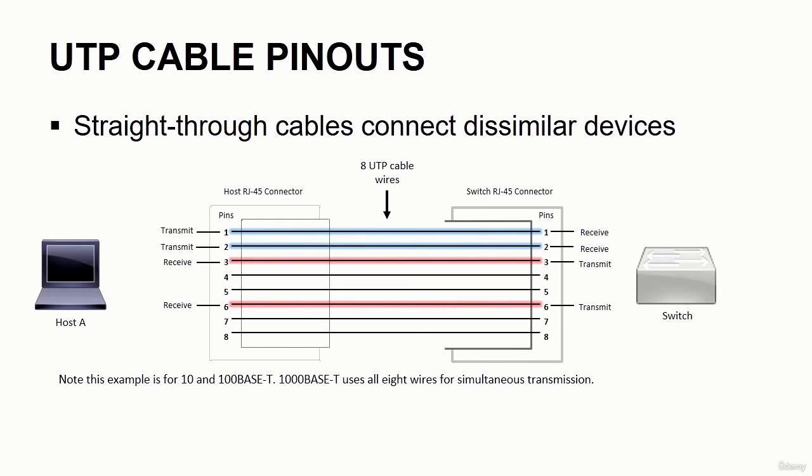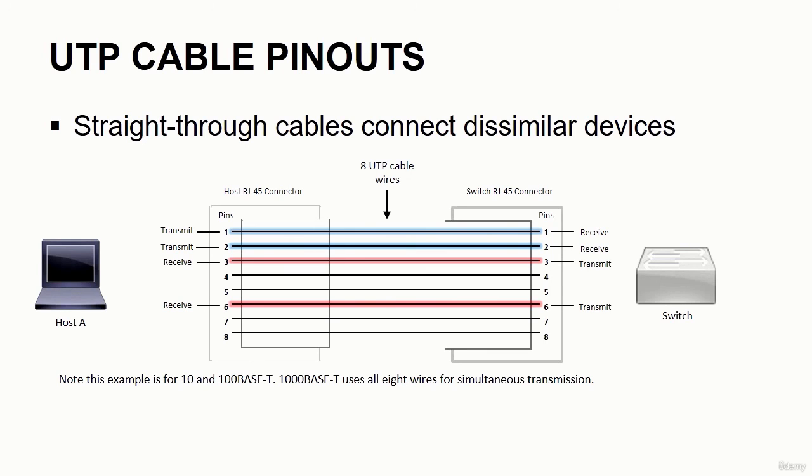Straight-through cables are used to connect dissimilar devices, like connecting a host to a switch. By using the same color order sequence standard on both ends of the cable, the transmit and receive pins of the 2 devices are connected. For example, in this diagram, the transmit pins on the host network interface card are pins 1 and 2, and they connect to the receive pins on the switch Ethernet port, which are also pins 1 and 2, so we're connecting transmit to receive. And then notice that the receive pins on the host network interface card are pins 3 and 6, and they are going to connect to the transmit pins on the switch, which are also pins 3 and 6. So again, we're connecting receive to transmit.